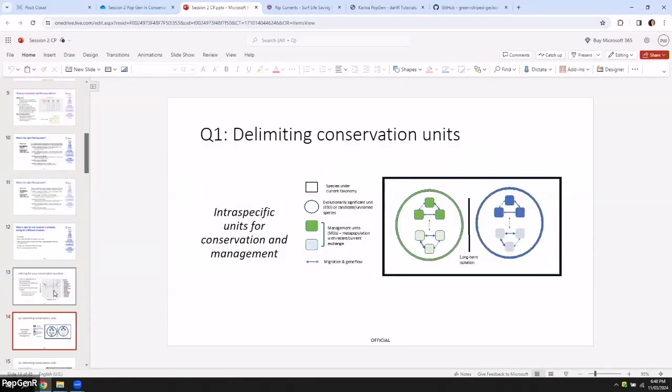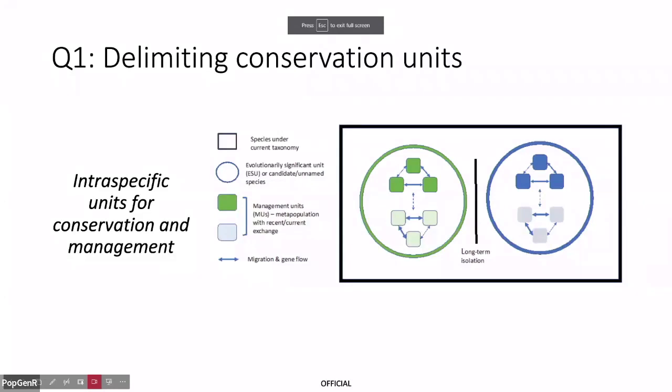So let's talk a little bit about other types of filtering. How am I doing on time? Okay. So one of the key things we often try and do is delimit conservation units. Conservation units have been around since the 90s, and it's the idea of how do we split a threatened species into groups for management.